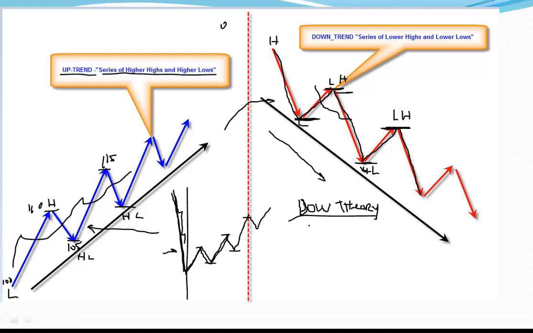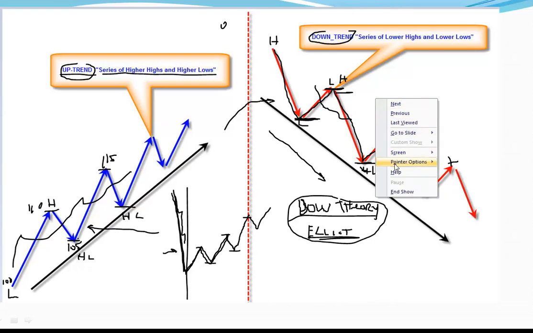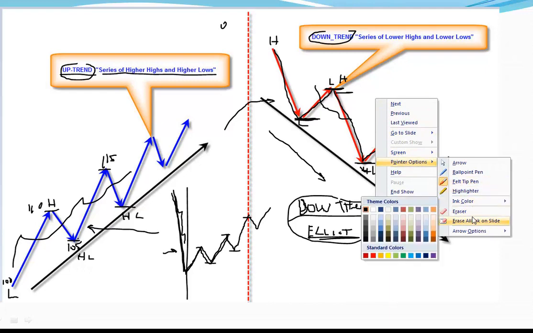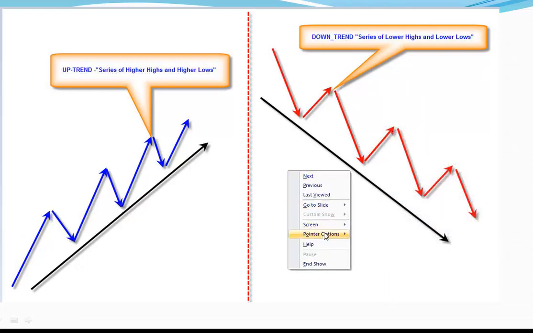But Elliott came in later on and started putting numbers, retracements, levels, and zones, and put structure around this theory. So this right here is a foundation of technical analysis. If you understand uptrend and you understand downtrend, you're ahead of the game. Now let me just erase all ink and put the felt tip.